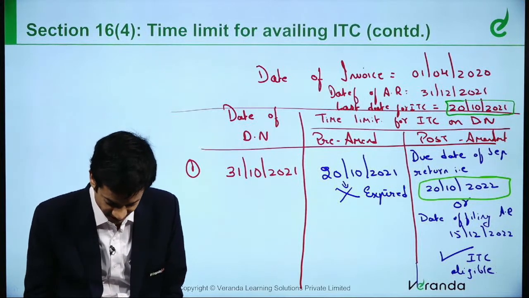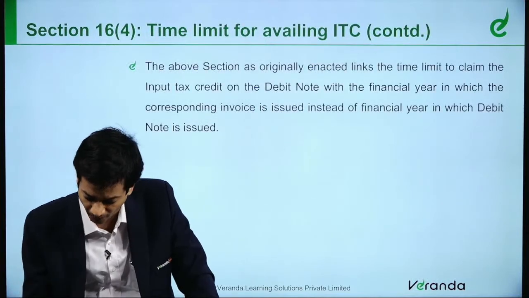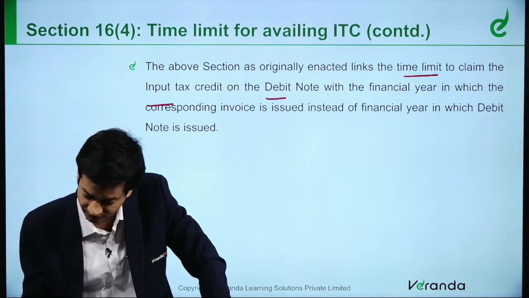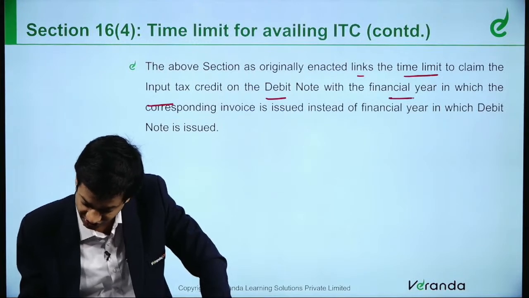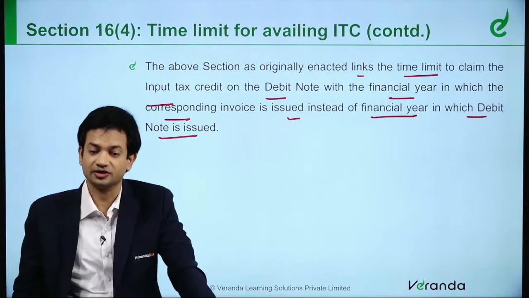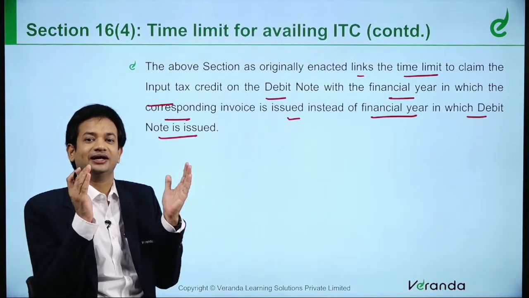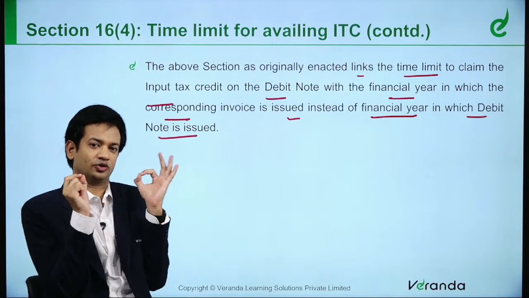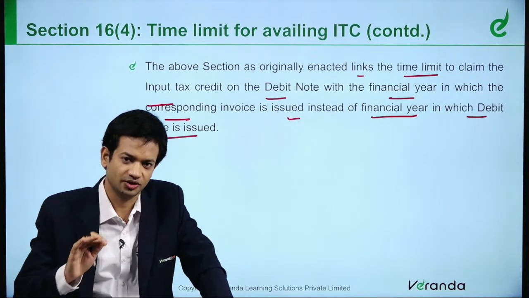Hopefully now the concept is clear. I have explained and deliberated in detail, right? We'll go to the next point. The section as originally enacted links the time limit to claim ITC on the debit note with the financial year in which the corresponding invoice is issued, instead of the financial year in which the debit note is issued. Earlier, the debit note was linked to the invoice, so the invoice date was more important. Now the invoice date is irrelevant; the debit note date is the only one important to avail ITC. Simple, right? So with this we are done with this amendment.